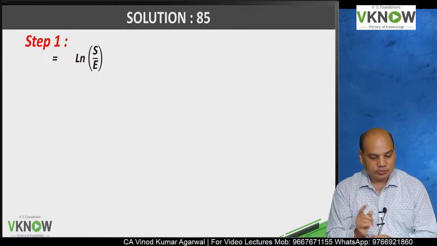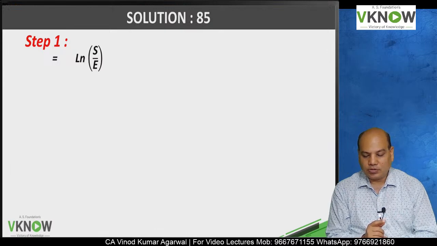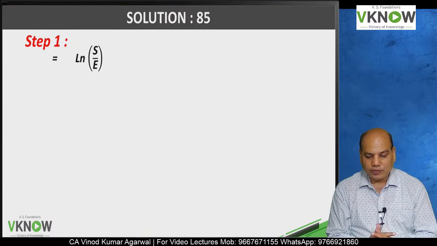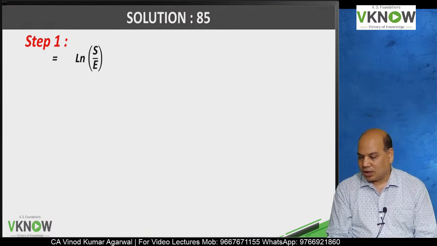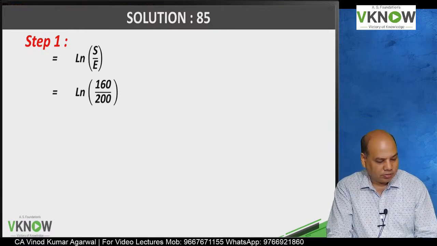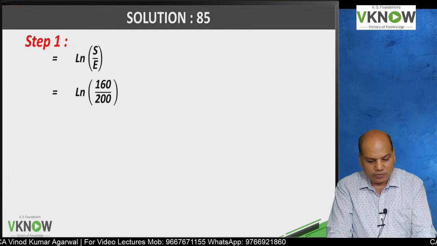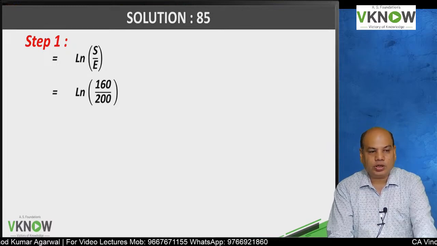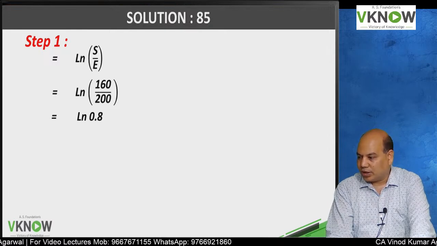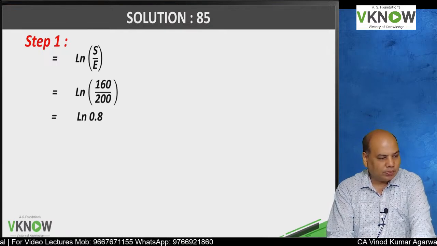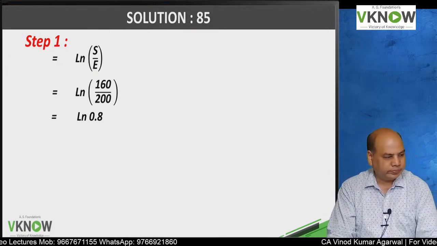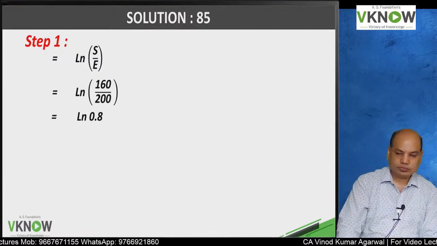Step 1, write down: natural log of S by E. Ln means natural log, into bracket 160 by 200. Simplify first: natural log of 0.8. Is it right now?